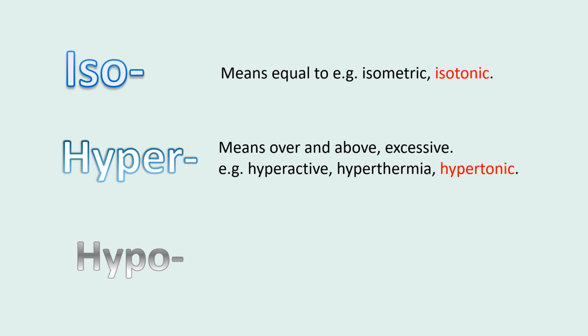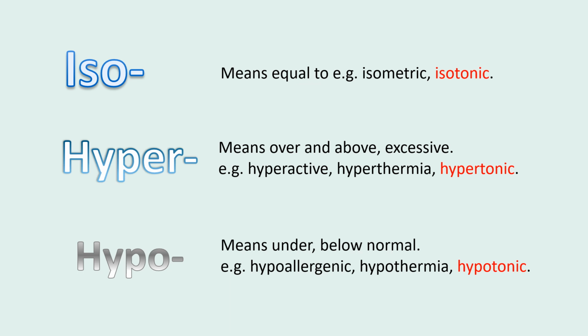Hyper means high, okay? So you might have come across the words hyperactive or hyperthermia, as opposed to hypothermia. Hyperactive means you've got very high energy. Hyperthermia means that you're too hot. And so when we refer to hypertonic, it means that the solute concentration is higher.